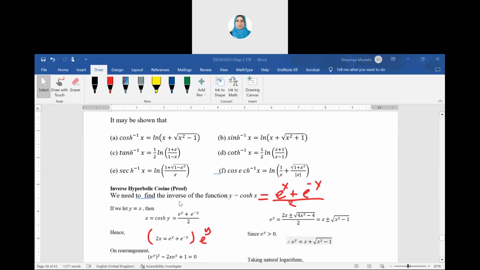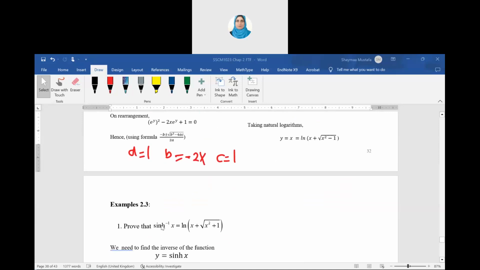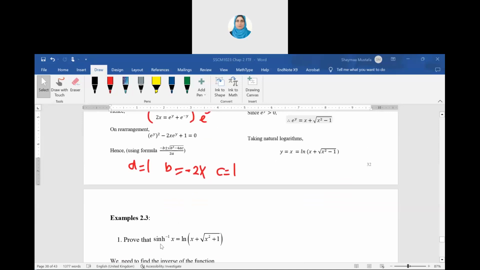Others by the same way. For sinh inverse x, we need to prove that sinh inverse x is equal to the natural logarithm of x plus root x squared plus 1. Okay, first step, what do we have to do? You can write on chat or open the mic.